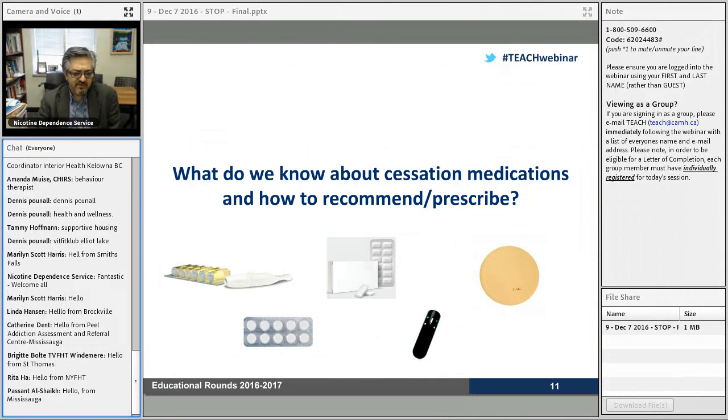So we know about all the various nicotine replacements, and these are the various forms. We have the patches, the gums, the lozenges, the inhaler, and the mouth spray available in Canada.